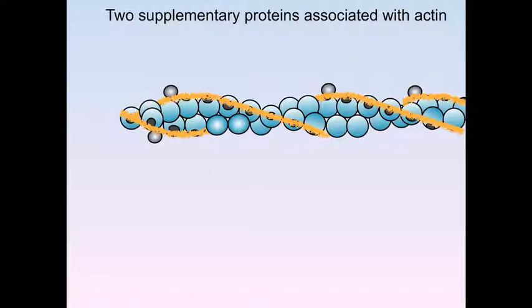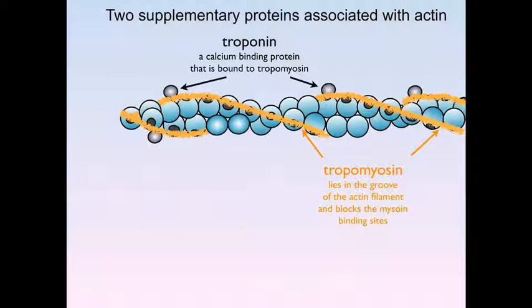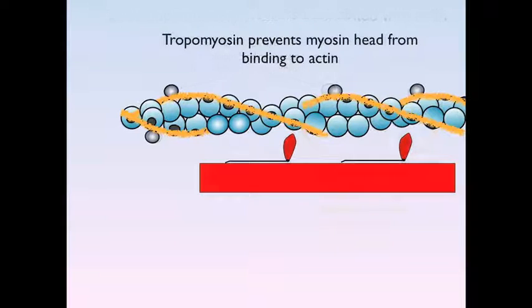There are two supplementary proteins associated with actin. The first is tropomyosin. This protein lies in the groove of the actin filament and blocks the myosin binding sites. Tropomyosin is the blocker. And the second one is troponin. Troponin is a calcium binding protein that is actually bound to tropomyosin, and it's bound at various places along the tropomyosin molecule. So the tropomyosin then prevents the myosin head from binding to actin.